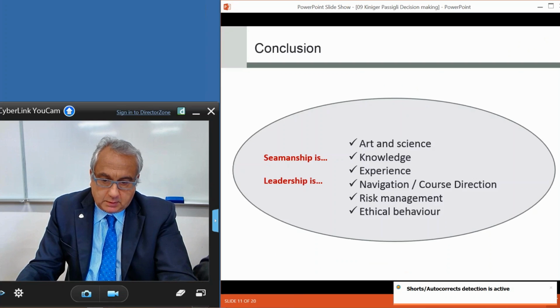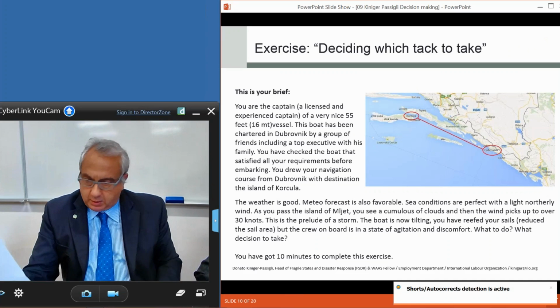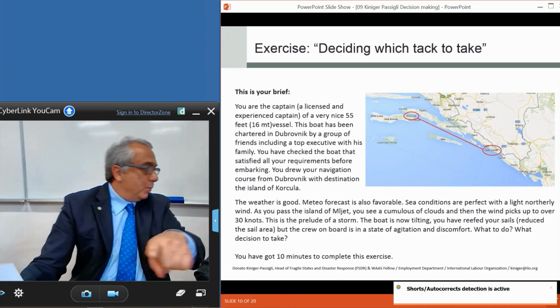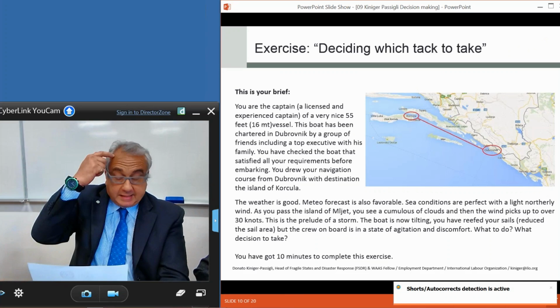Sorry, I wanted to show the chart in full, but probably we are not in the right mode to show the full chart. But you have it. Let's say it's very simple.